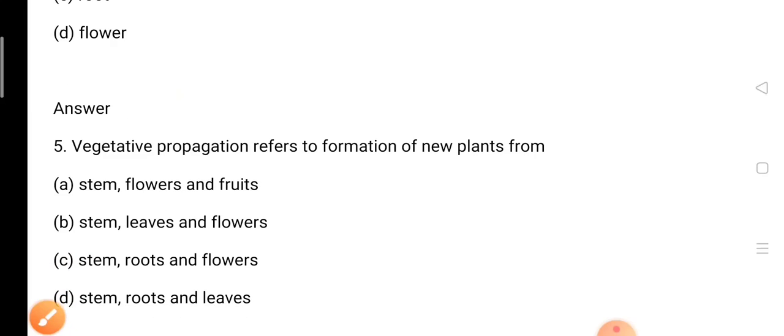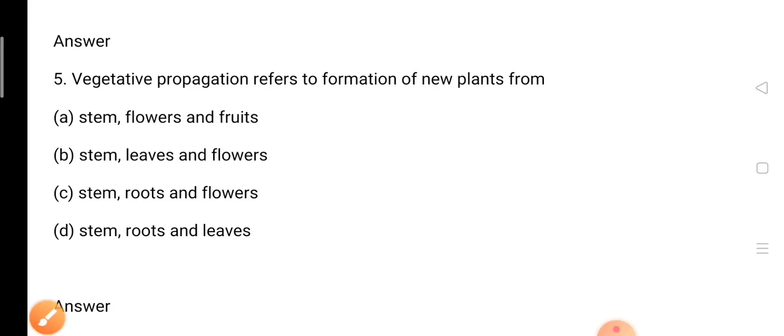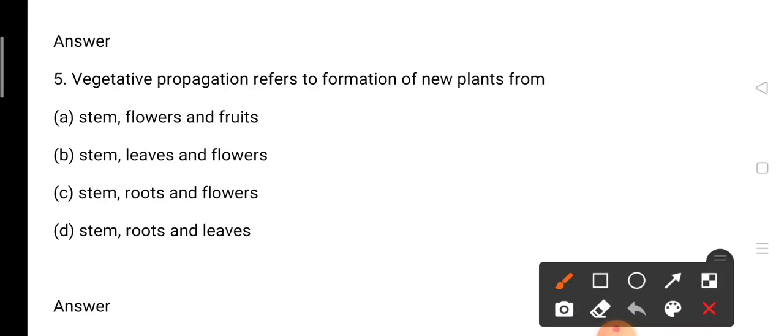Now question number 5: vegetative propagation refers to formation of a new plant from. So we will consider the options given. Option A, stem, flower and fruits. In option A, the stem is a vegetative part, but flower and fruit are not vegetative parts, so option A will be incorrect.